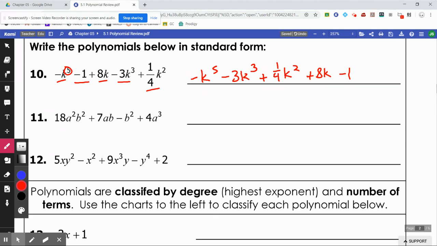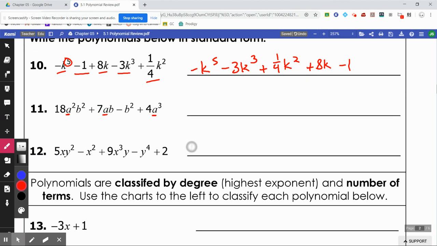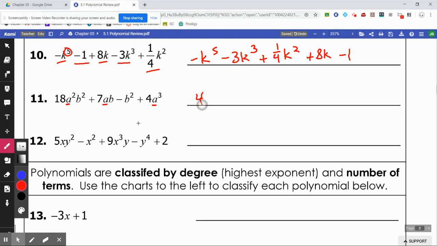Second, we have a squared, b squared. We're going to start with our highest power of a, though. Let's look at all of our a's in alphabetical order. Look at the ones that have the most a's, so we're going to be 4a to the 3rd. Then we're going to look for our a squareds, and that would be right here, plus 18a squared b squared. Then we're looking for our a to the 1st power, which is plus 7ab, and then our minus b squared because it has no a's.